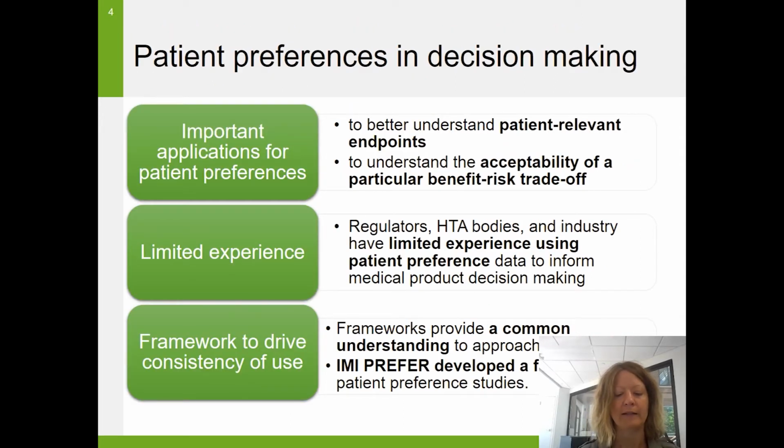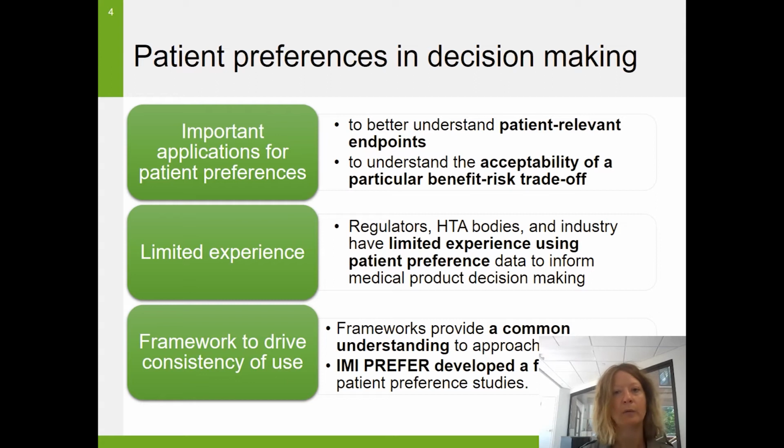Collecting patient preferences is becoming increasingly important for medical product decision-making across the life cycle of a drug. One way that patient preferences can be used is to better understand patient-relevant endpoints and to understand the acceptability of a particular benefit-risk trade-off. However, when it comes to using patient preferences as substantial evidence for decision-making, for example, from a regulatory perspective, there's limited experience. But this gap provides an opportunity to create a framework.